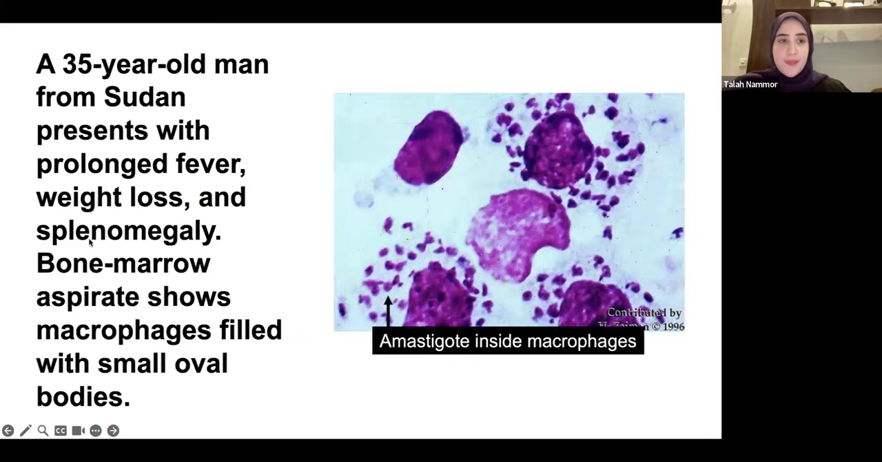What is this very beautiful thing? I know. Okay. So 35-year-old man, Camp Sudan. He has prolonged fever, weight loss, splenomegaly. Bone marrow shows the following. So we have amastigotes inside macrophages. It can't get clearer than that. Wait, the notes are gone. Oh, oopsies. I know you guys said leishmania, of course.